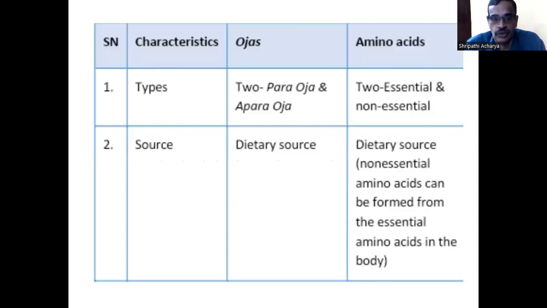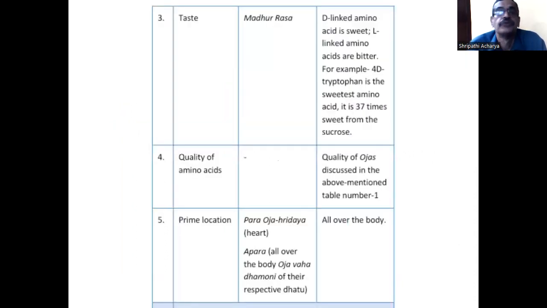One scientist has correlated it with amino acids. So essential and non-essential amino acids; that is, non-essential amino acids can be formed from the essential amino acids in the body. Madhura rasa drugs are related with D-linked amino acids, which are sweet. L-linked amino acids are bitter. For example, D-tryptophan is the sweetest amino acid. It is 34 times sweeter than sucrose. Quality of amino acids, quality of Ojas discussed at the moment.